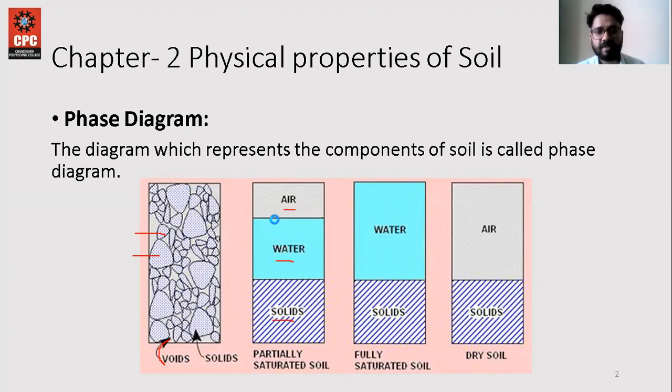In the second case, when only water and solids are present, that soil sample will be known as fully saturated soil, and this phase diagram will be known as a 2-phase diagram. In the third and last scenario, when only air is present with the solids, the soil sample will be known as completely dry soil. The diagram which represents the components of soil is called a phase diagram. The first one is the 3-phase diagram, and these both are 2-phase diagrams.